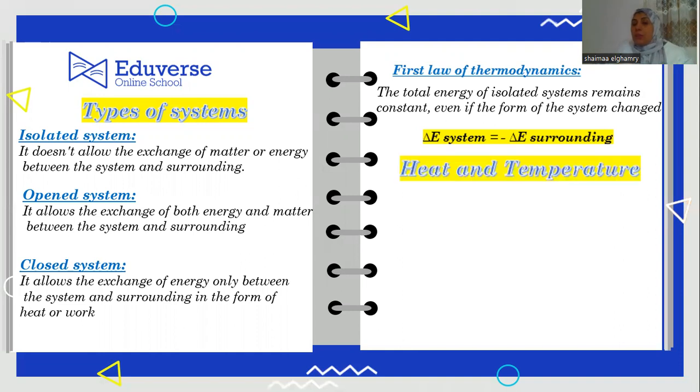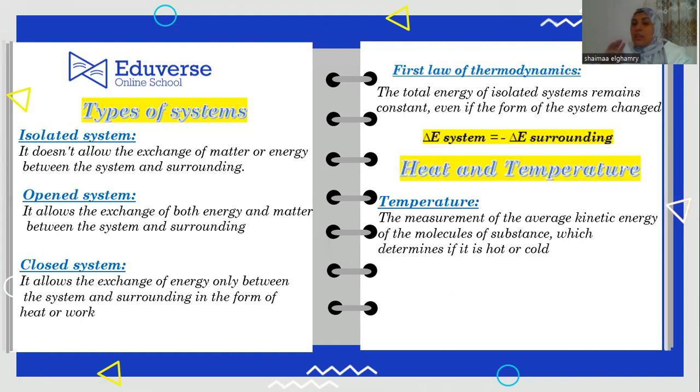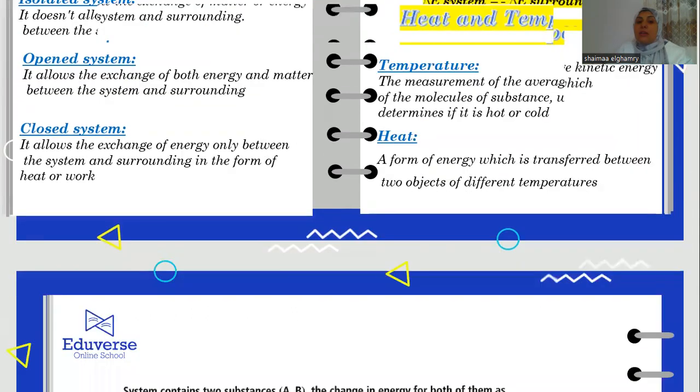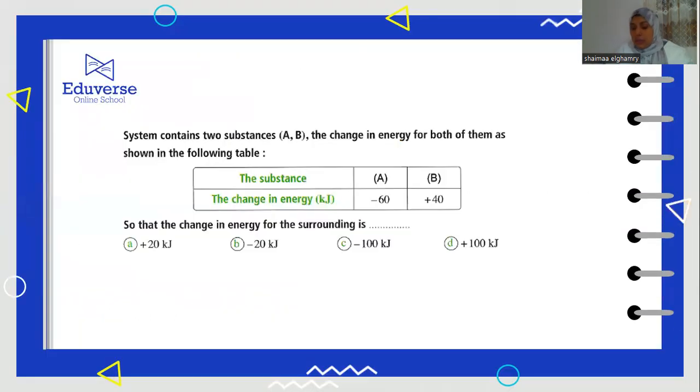The difference between heat and temperature. Heat is the amount of energy transferred from an object with high heat content to an object with lower heat content. But temperature is a representation of what? Of the kinetic energy. So if an object has high temperature, it means it has high kinetic energy. If an object has low temperature, it means it has low kinetic energy.